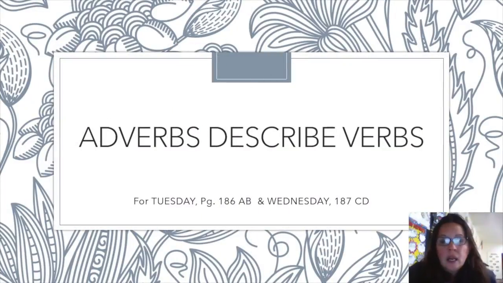Language lesson. We'll be talking about adverbs describing verbs, and this lesson is for Tuesday and Wednesday. So go ahead and look at page 186, and if you want to look ahead at 187 to review, that could help you.